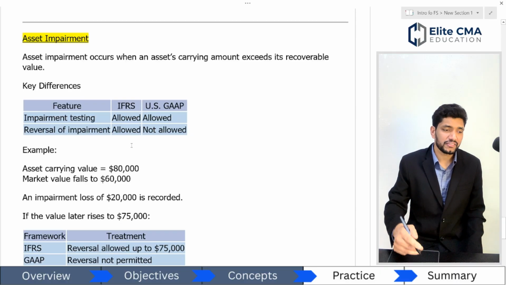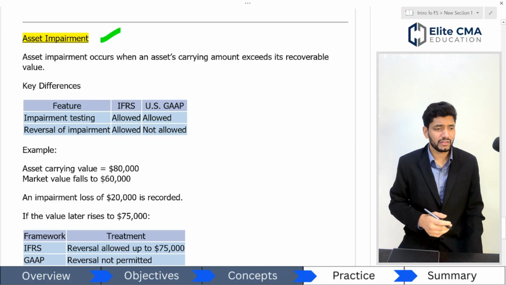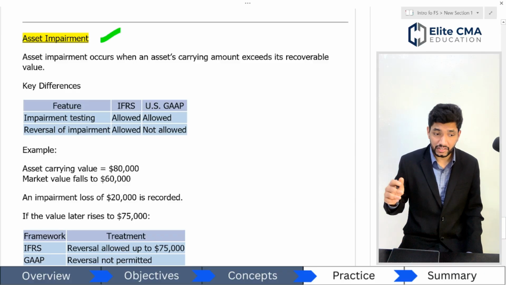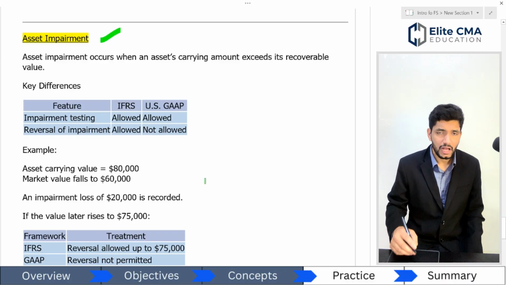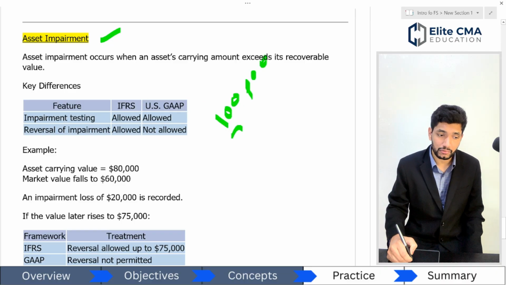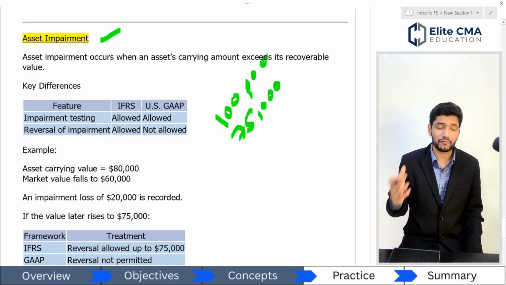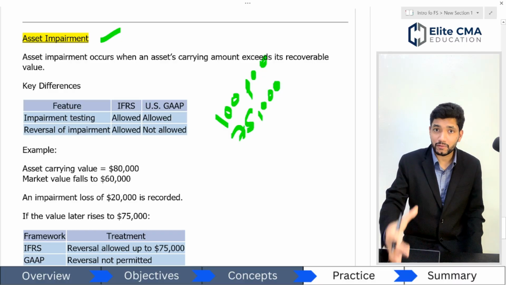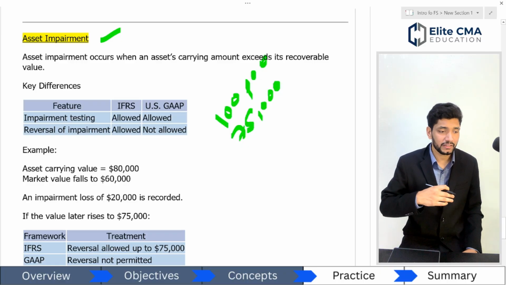Now let's move into asset impairment. Asset impairment occurs when the asset carrying amount exceeds its recoverable value. Suppose you purchased an asset and your book value for the asset is 100,000, but the current market value is 75,000. In this case, you have to impair the asset value. That means you have to reduce the asset value to market realizable value or market value.